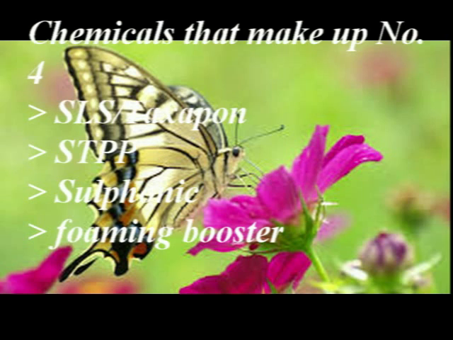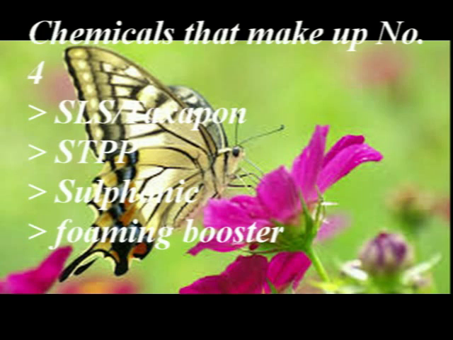The items that make up the fourth chemicals are as follows: SLS or Texapon, STPP, sulfonic, and foaming booster. In this category, order is not important. In other words, you can start with any chemical and end with any one. So order is not important. So all the chemicals that make up the fourth group, you dissolve them the way you want to dissolve them. Order is not important.